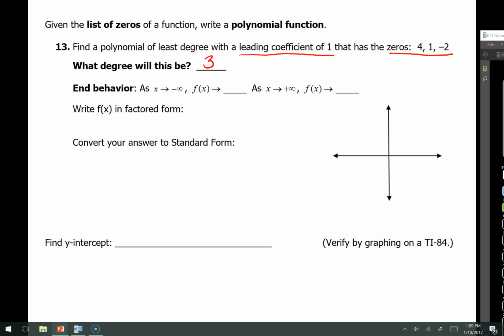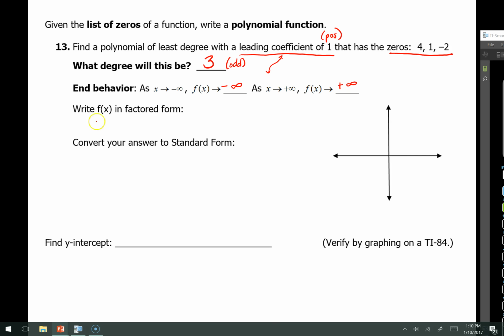of the polynomial. So we can figure out our end behavior now with this 3 and this leading coefficient of 1. The 3, the degree, is an odd number, and the leading coefficient 1 is a positive number. So that means if it's odd and positive, it's going to be opposite directions and an increasing line, generally speaking. So the end behavior as x approaches negative infinity, that's the left-hand side, our function f of x is going to go down to negative infinity. And as x approaches positive infinity, that's the right-hand side, it's going to go up to positive infinity.